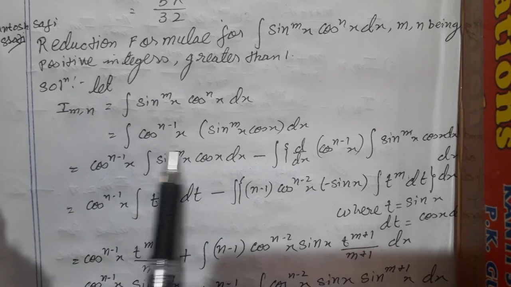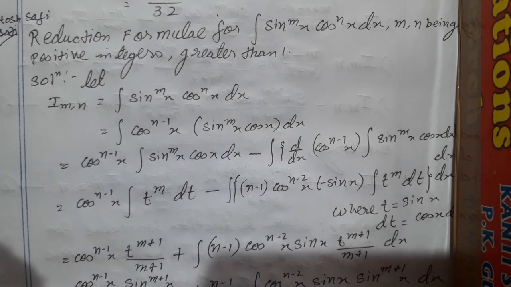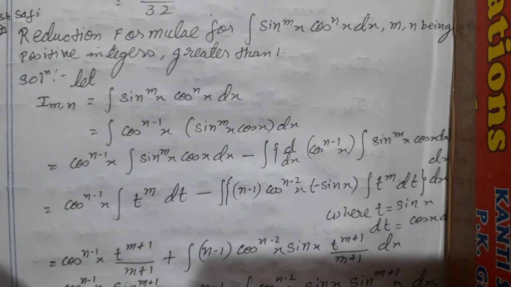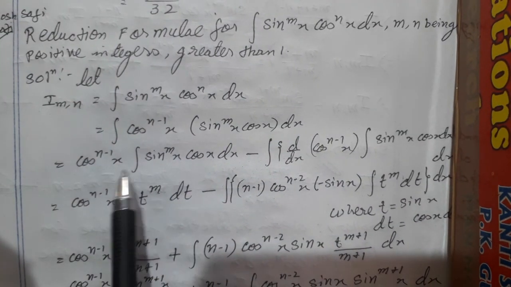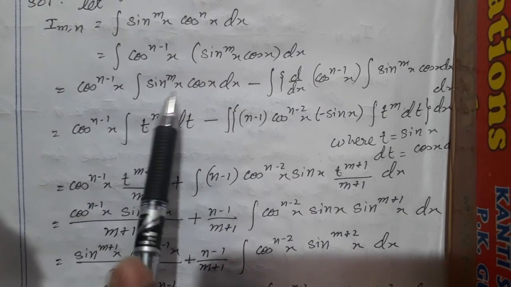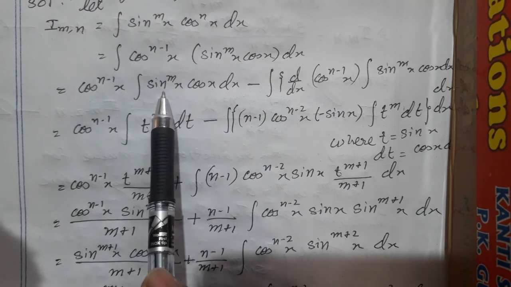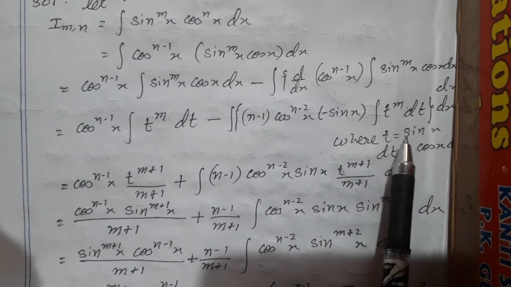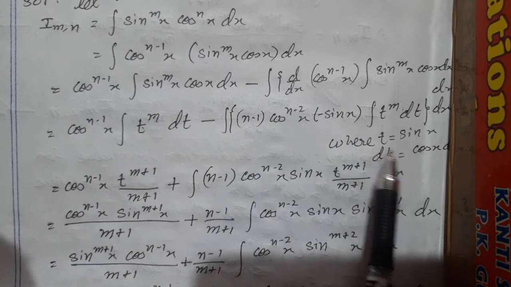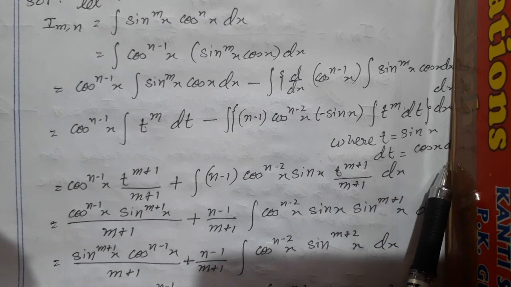I'm taking this as the first function, and this as the second function. After that, I apply integration by parts. For integrating this part, I have taken t as sin x. So I differentiate this with respect to x, and we get dt equal to cos x dx.